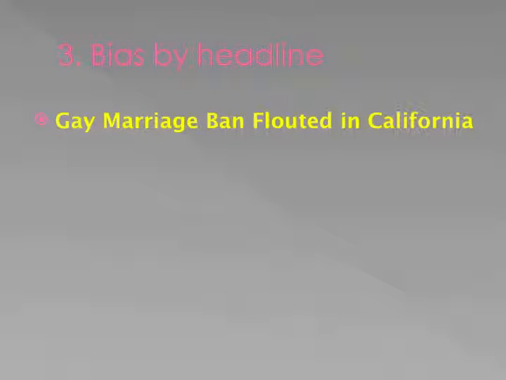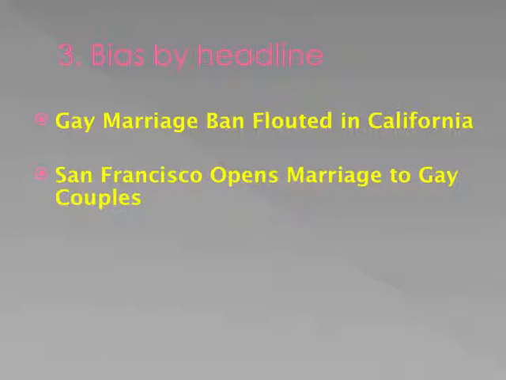If I'm the author of an article on gay marriage in California, if I choose to make my headline, Gay Marriage Ban Flouted in California, pay close attention to the verb I chose to use, flouted. That to me has a negative connotation. It means like flaunted around. It just sounds not very good. However, I could choose to put the title as San Francisco opens marriage to gay couples. Look at the verb there, opens marriage. That's like open minded. That has more of a positive connotation. And just by reading the headlines, you can gain a sense of what the author thinks about the issue they're writing about.